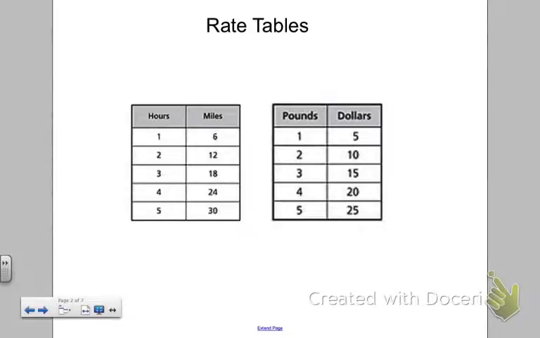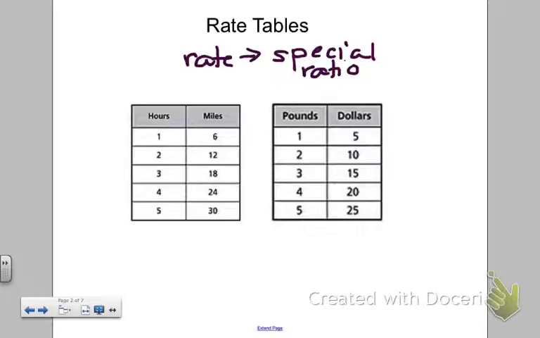Rate tables, if you remember, had different units. A rate is just a special kind of ratio, right? It's special because it has two different units. In our first rate table, we had hours and miles. In our second rate table, we had pounds and dollars. So we were talking about two completely different units and comparing those different units.